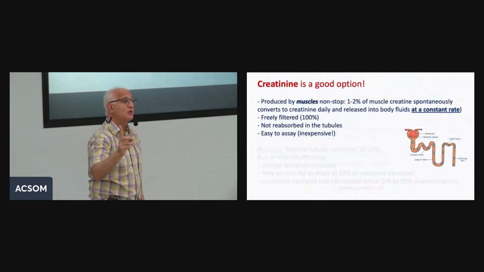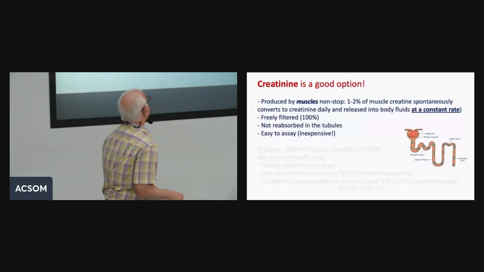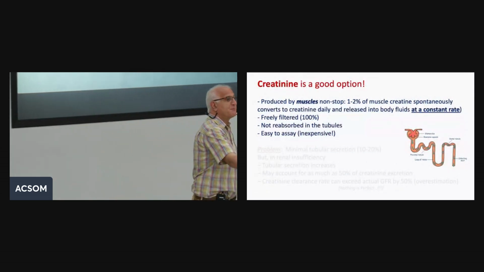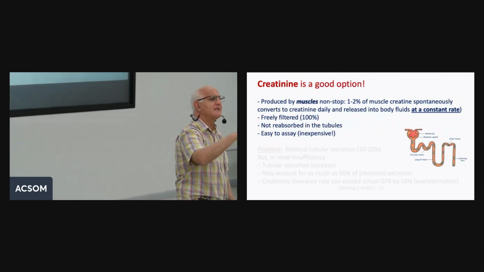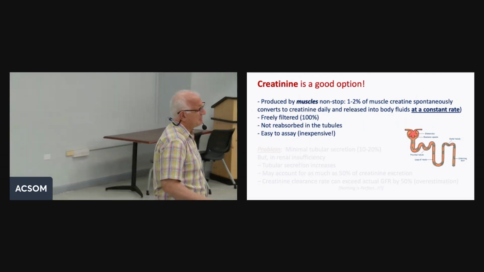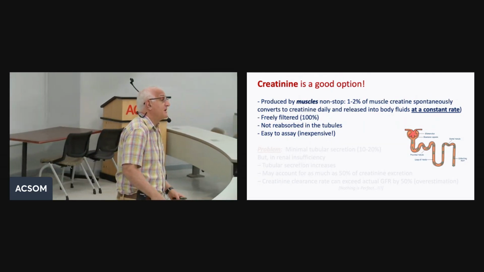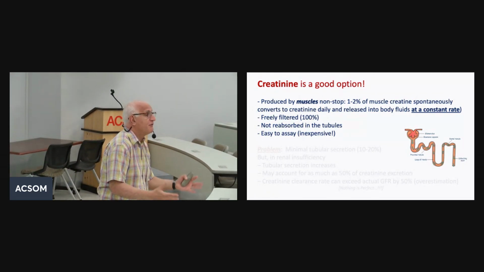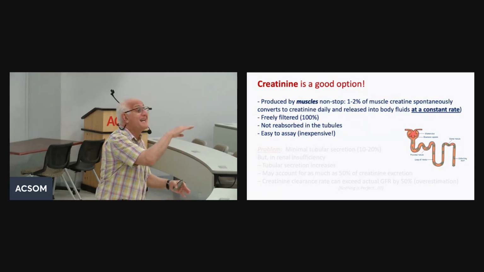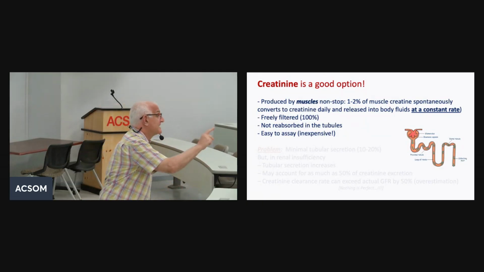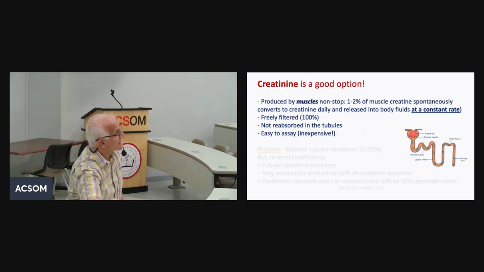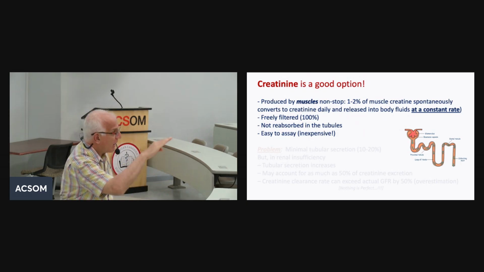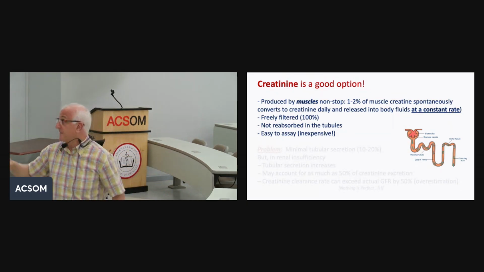Creatinine would be a good option, in my opinion. Why? Number one, it is produced by our muscles, so it is constant in the blood. You can't say, oh, I don't have creatinine in my body. There is no way. If you're alive, if you have muscles, you have creatinine, and it is stable. It's not that at 6 p.m. you have something, at 6 a.m. you have something else. Constant in the body.